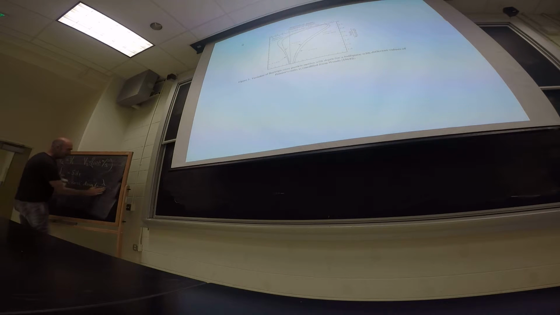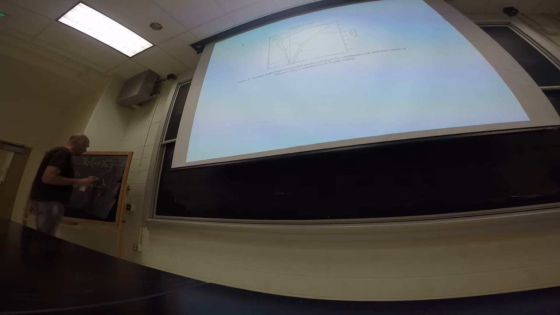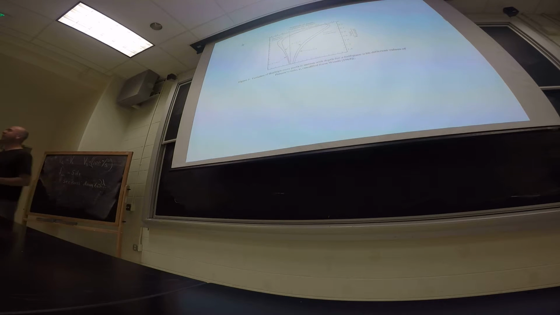Down to lambda over 2. We can generate a curve for any frequency that you want.